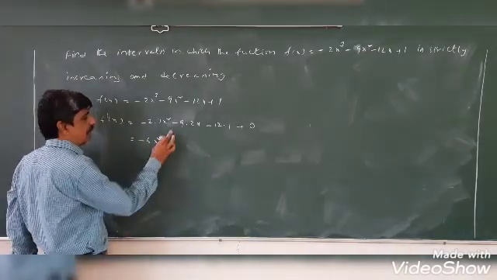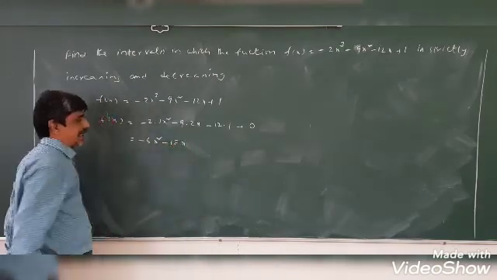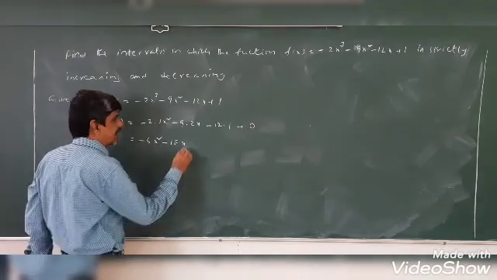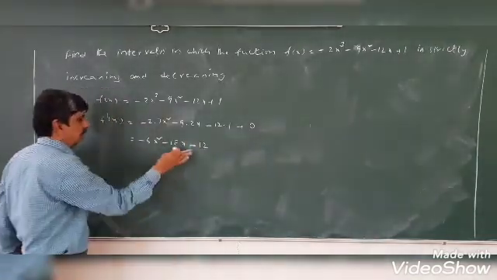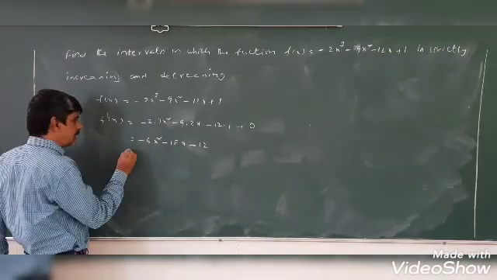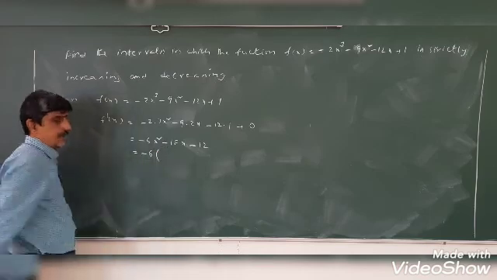Minus 6x squared. Minus 9 into 2, minus 18 into x, minus 18x. Minus 12 into 1, minus 12. So plus 0 means the same value here. So this value comes out to minus 6 from these terms.